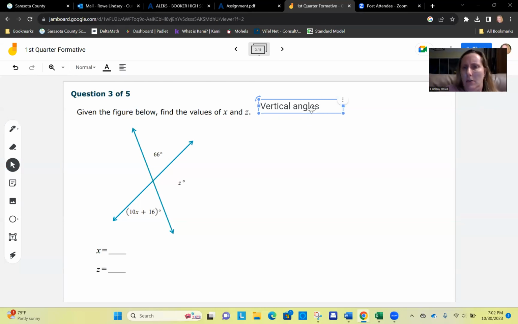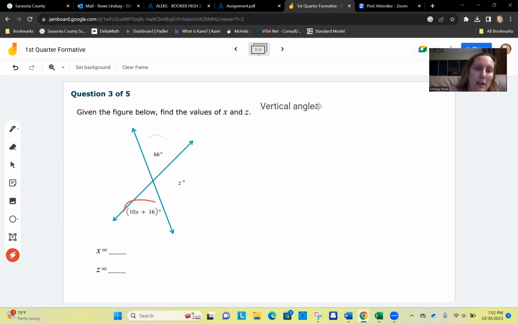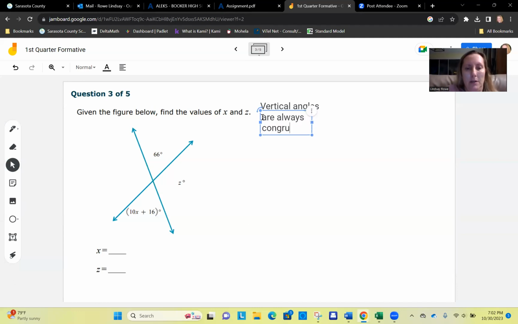Are they congruent, or do they add up to 180? A pair of vertical angles would be this angle and this angle. So are vertical angles congruent, or do they add up to 180? What do you think? What do you remember? Okay, so vertical angles are always congruent. Always. There are no exceptions to this.